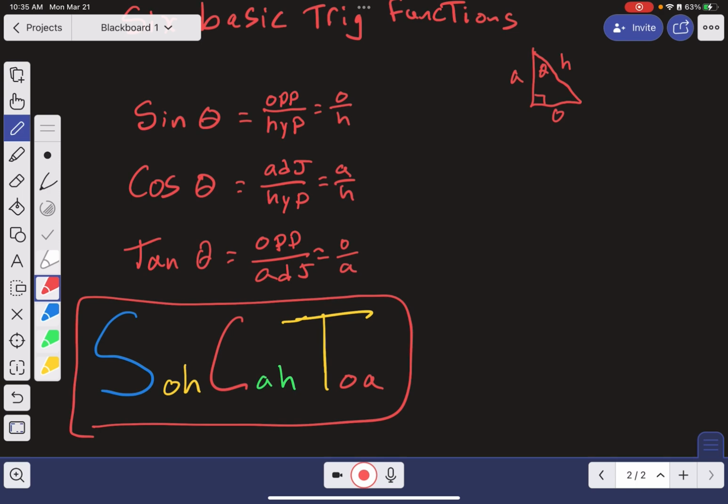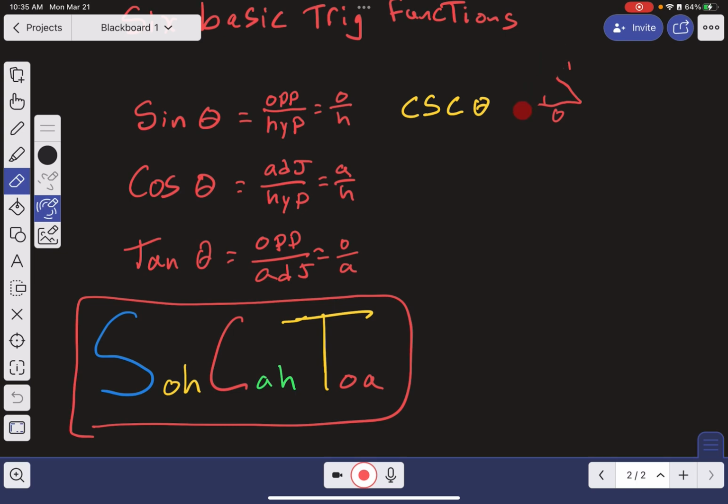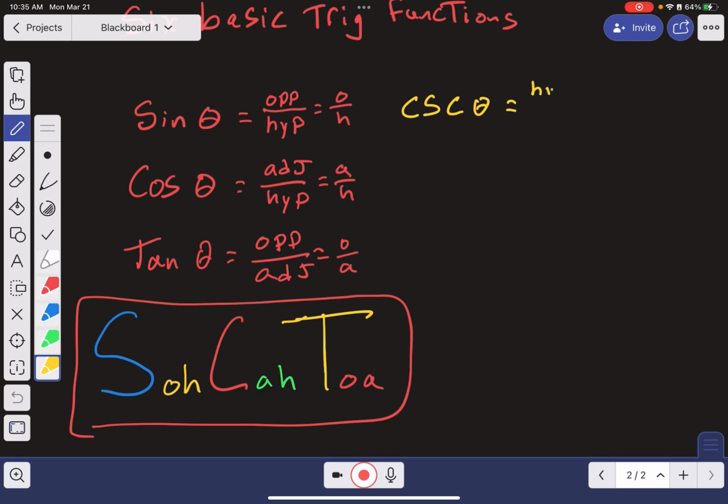The ones that you're not so familiar with are the next three. And these are the reciprocal trigonometric functions. So the first one is the cosecant. The cosecant, which we label CSC. The cosecant of theta is going to be the reciprocal of the sine ratio. So this is going to be the hypotenuse over the opposite, or H over O. Cosecant is the reciprocal of the sine ratio.